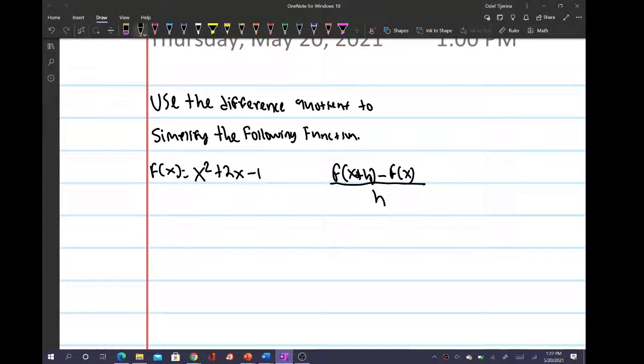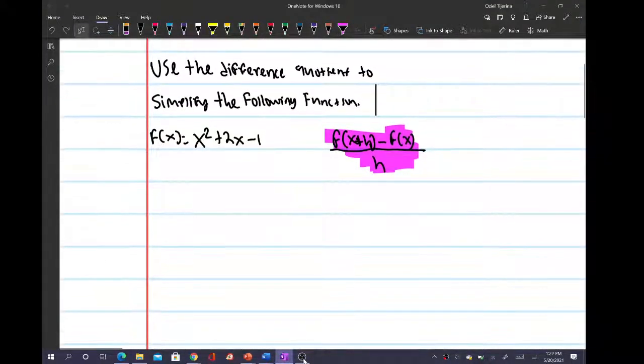So this is the difference quotient, obviously. And what we want to do is use the difference quotient to simplify the following function. And this function is a quadratic function, obviously. Okay, so we're just going to dive right in, okay?